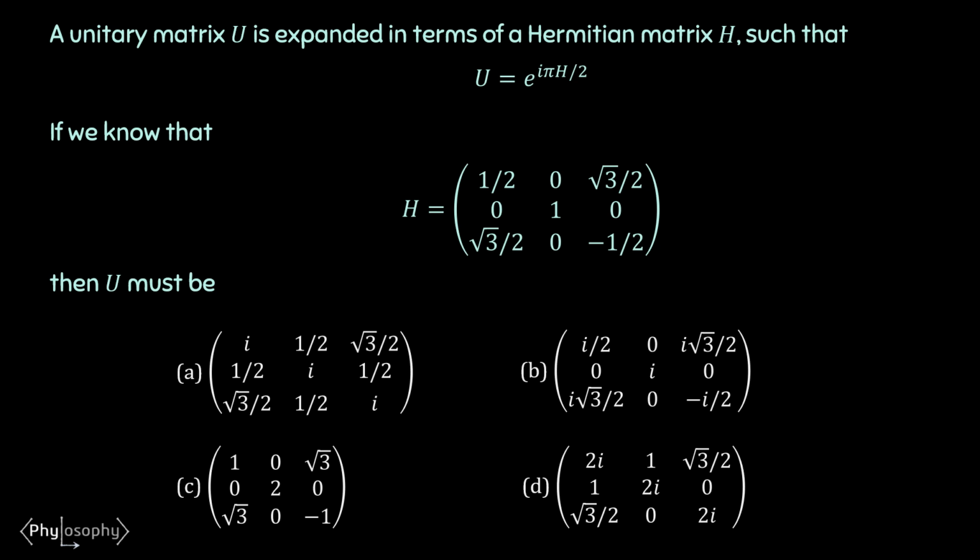Now, from the 4 given options, we have to check which matrix has the trace i. So, as you can see, the matrix given in option B has the trace i. Therefore, this is our correct answer.